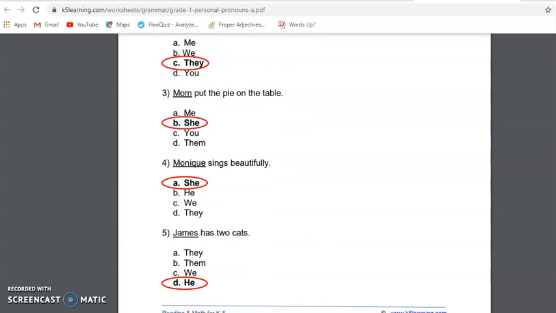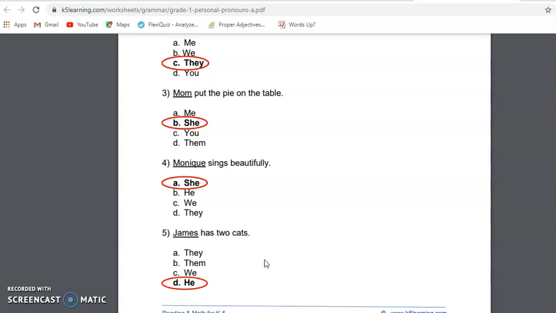Monique sings beautifully. The best pronoun to choose would be she. She sings beautifully. Number 5, James has 2 cats. The best pronoun would be he. He has 2 cats. So if you did well, very good.